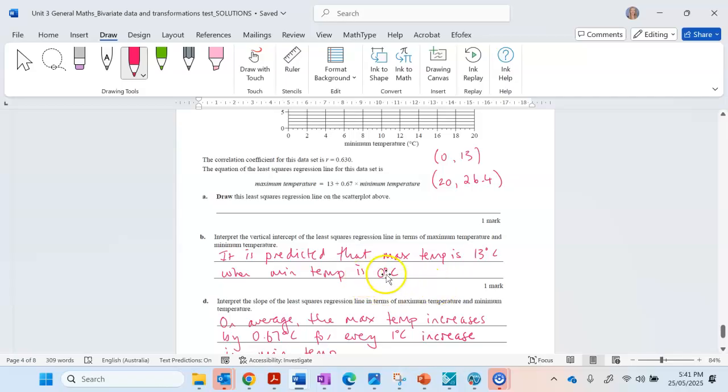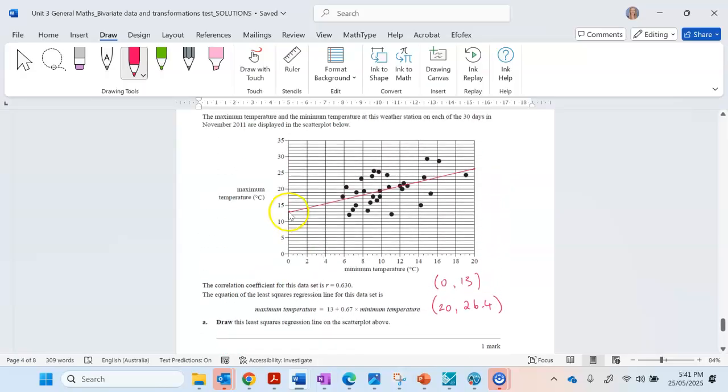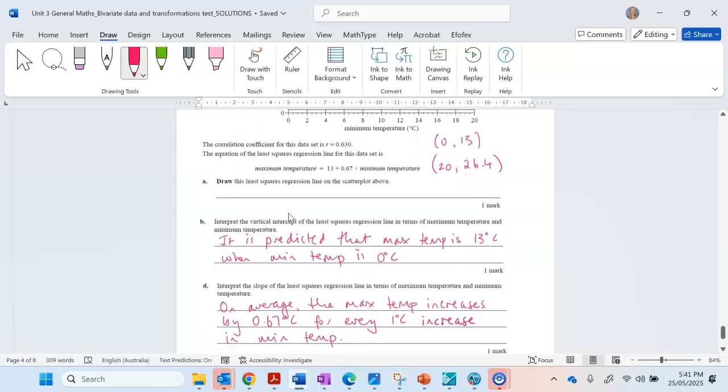And then interpreting the vertical intercept. So again, this is in your bound reference. So basically, your y-intercept is when x equals 0. So when your minimum temperature is 0 degrees Celsius, your maximum temperature is predicted to be 13 degrees Celsius. That's all that means. Should be in your bound book. Easy to just substitute in the words.